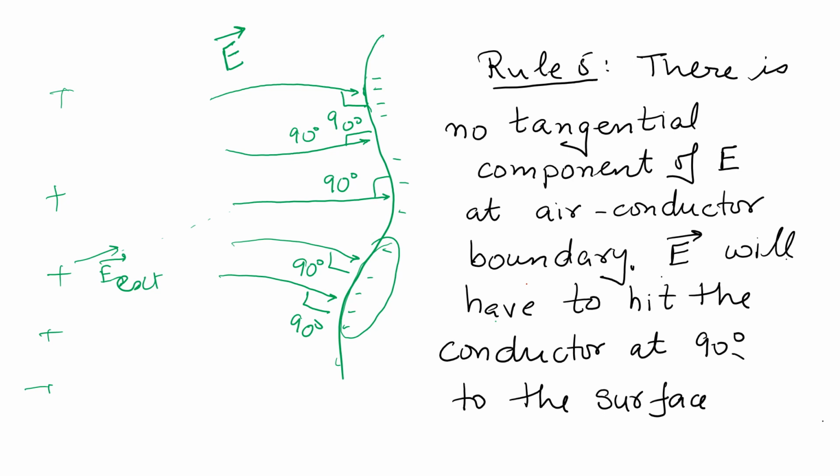And the technical word we use for this 90 degrees is normal. That the field would have to hit the conductor at normal incidence means that the field will have to hit the surface at 90 degrees.